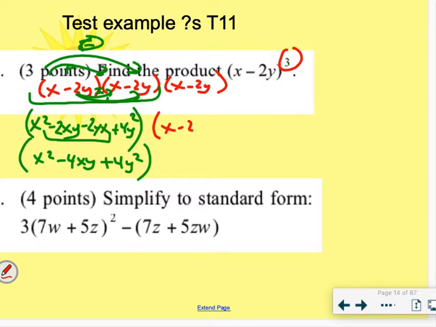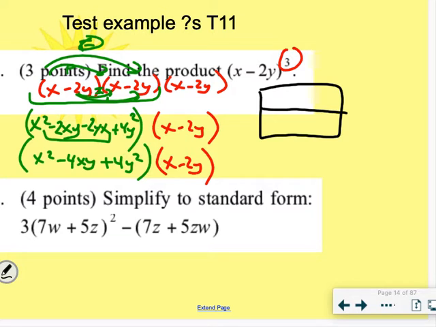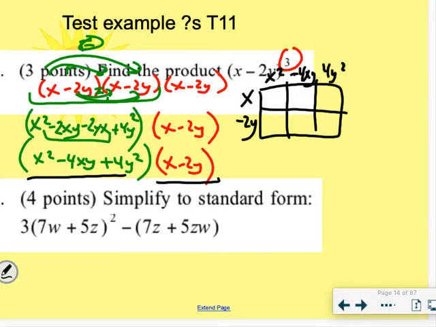Now I still need to multiply that answer by my binomial x minus 2y. So I'm going to show the other way to do that. I'm going to make the box. I have two terms, x and negative 2y, times the three terms, x squared, negative 4xy, and 4y squared. So x squared times x is x cubed, negative 4x squared y. This one's a positive 4y squared times x. Negative 2x squared times y. 8xy squared. And negative 8.